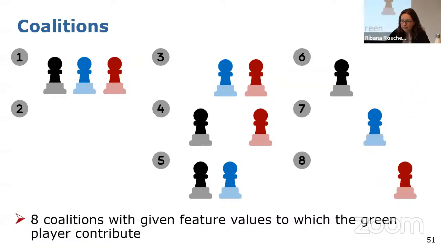Here we analyze the green player, and when we want to analyze how he contributes to different coalitions, we have 3 players left, and if you have 3 players, you can have 8 coalitions. One is the set of 3 players. One is the set where no player is included. Then we have the 3 sets where only 2 players are included, and 3 coalitions where only 1 player is included. And you want to know what the actual contribution of the green one is when it's put into one of these coalitions.